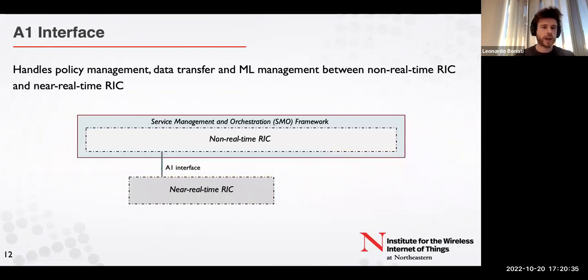Another interface that we have is what is called the A1 interface. This interface is between the non-real-time RIC and the near real-time RIC. The task of this interface is to handle the policy management and the data transfer between the non-real-time RIC and the near real-time RIC. Also, one of the other tasks is to carry out the management of the machine learning models that are typically stored on the non-real-time RIC and to deploy them on the near real-time RIC as needed. So this is a higher time scale kind of control that can happen in operations.